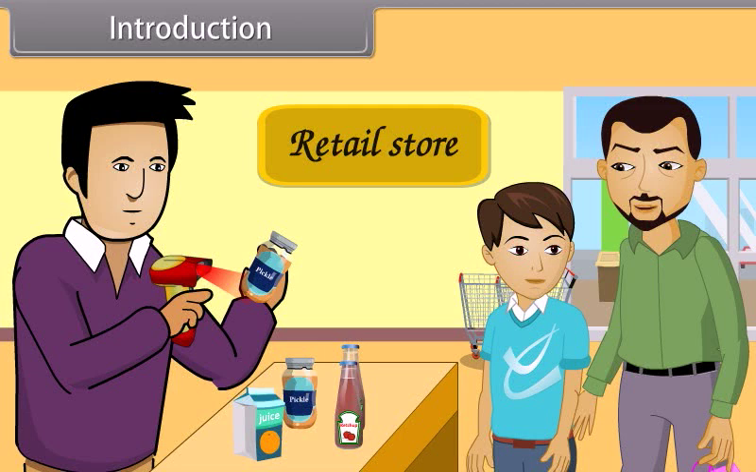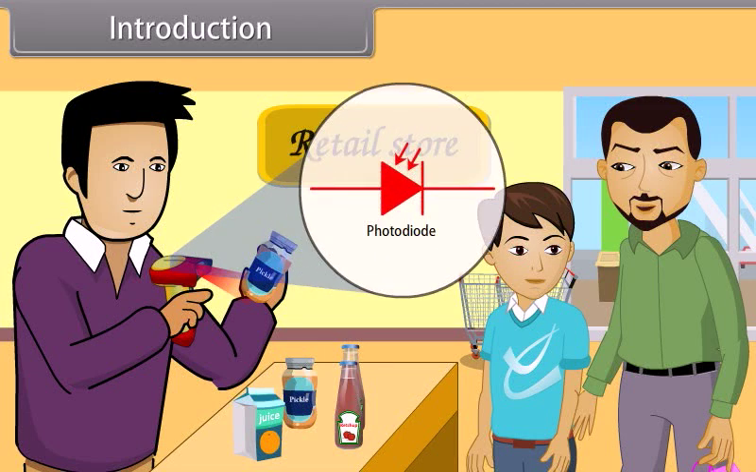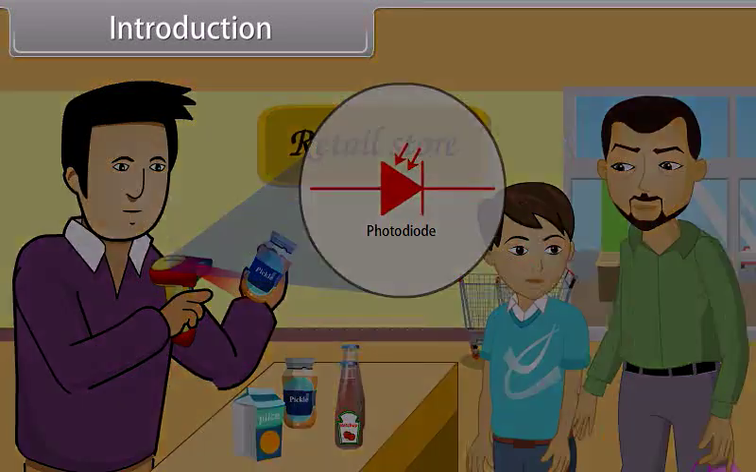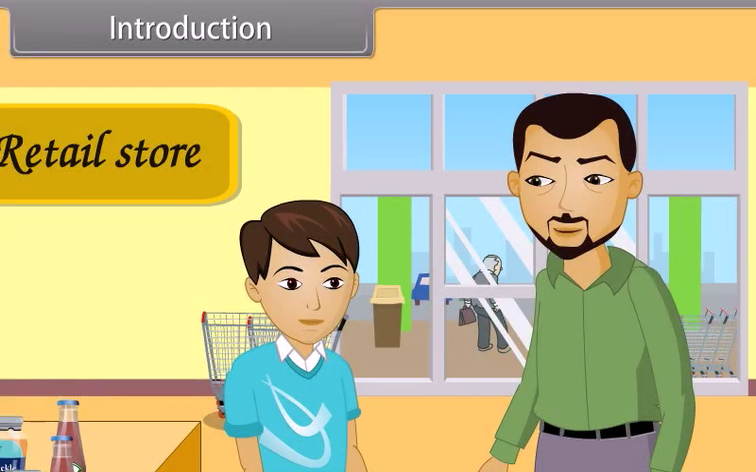Son, it is a barcode scanner and works on the principle of photodiode. A light source emits light on the object, and the reflected light is sensed by the photodiode, which produces electrical signals accordingly. It is an application of semiconductor electronics. Okay, Father. I got the answer to my question and I want to know something more about semiconductor devices.